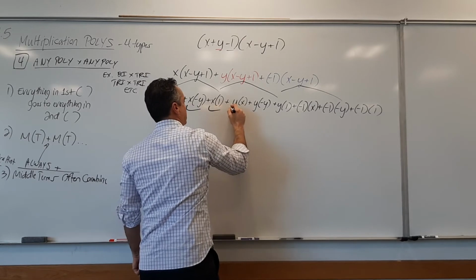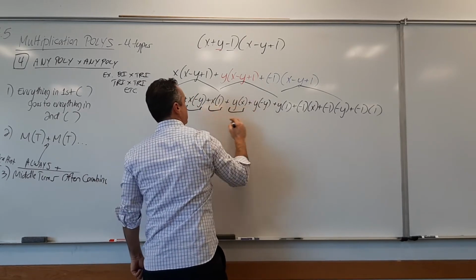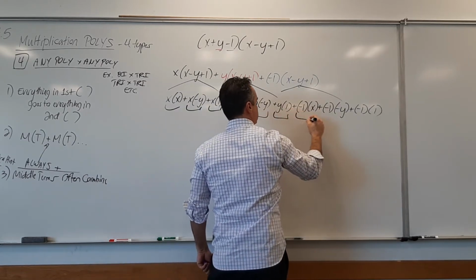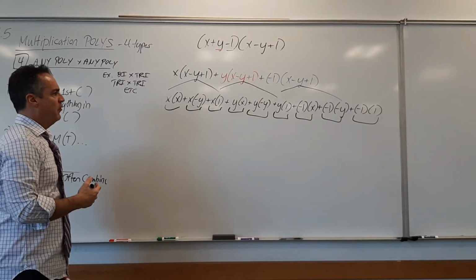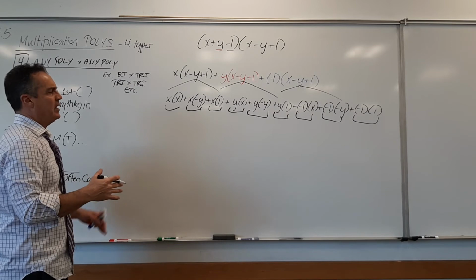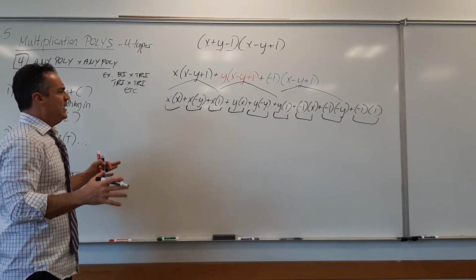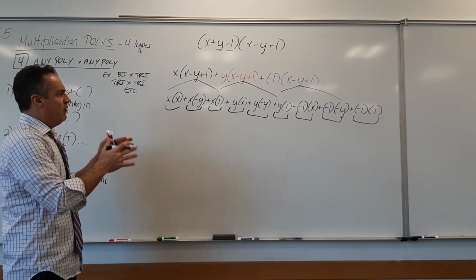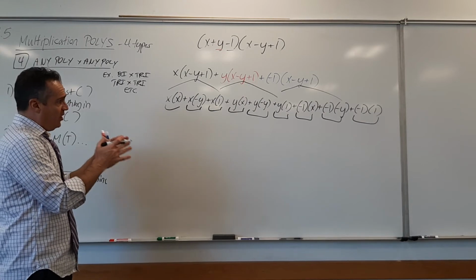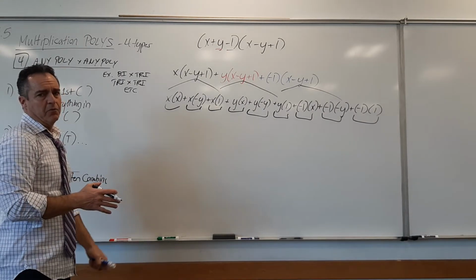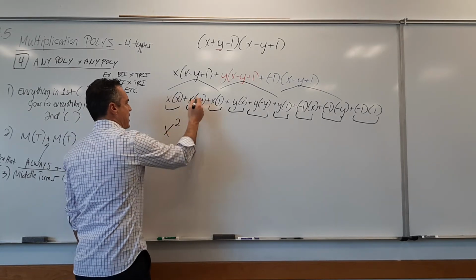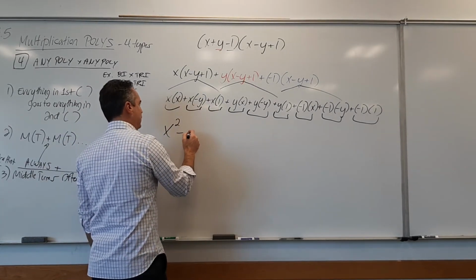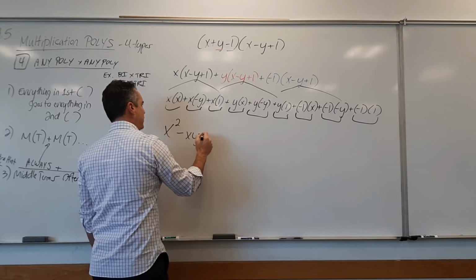Mono times monos, okay? Just trying to get you to see how all of this really just goes back to what we did before. I think drawing these little brackets helps you isolate and segregate each of these specific mono times mono so you can do them accurately. X times x, we know that's x squared. X times negative y, remember the negative goes up front, that's negative xy. X times 1 is plus x.